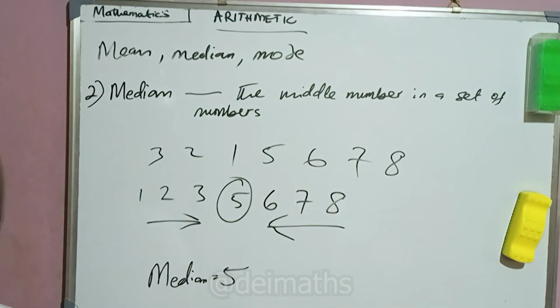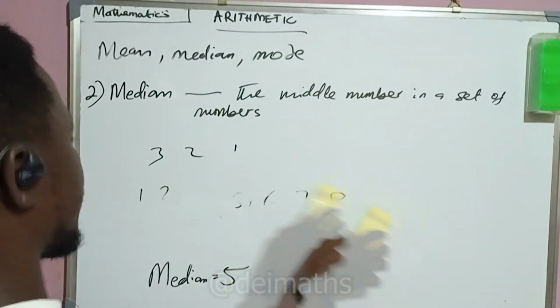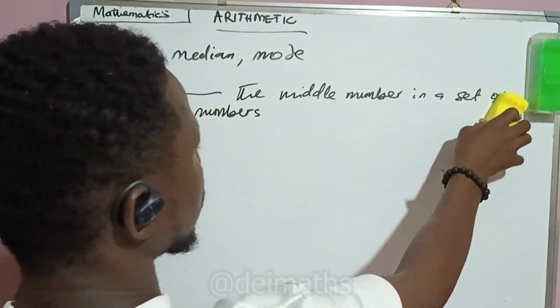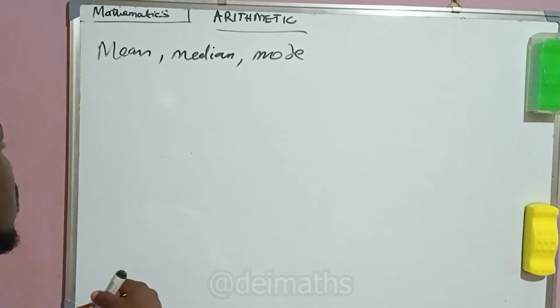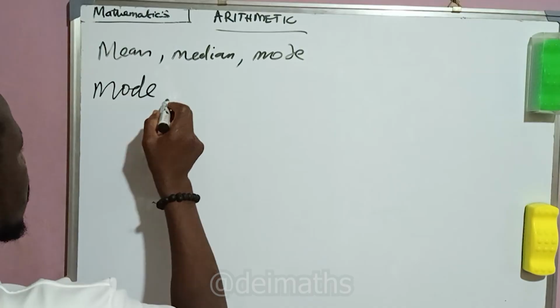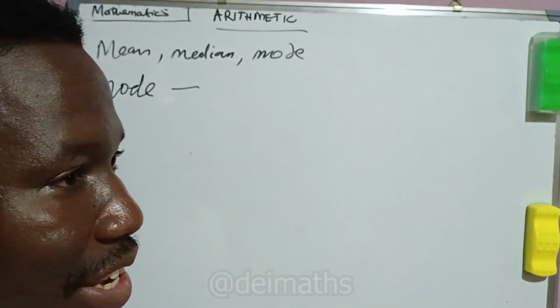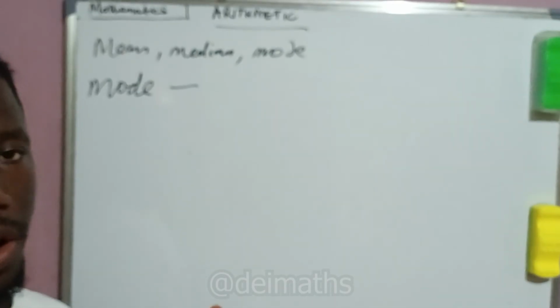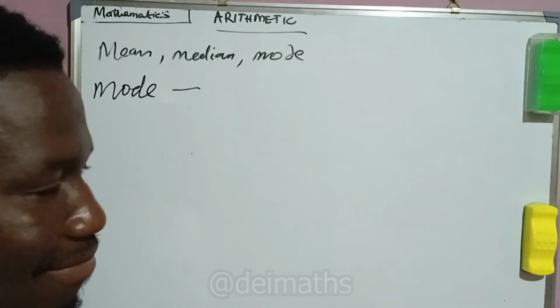That's for median. Now let's treat mode, which is number 3. The mode is the highest in occurrence or the most popular.